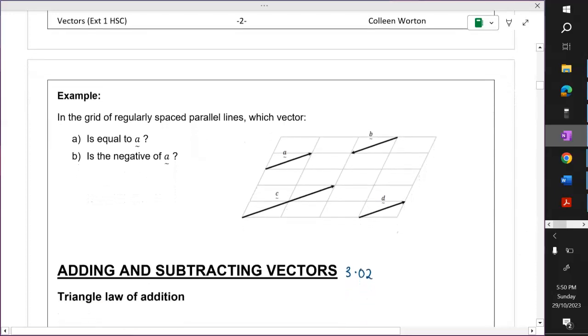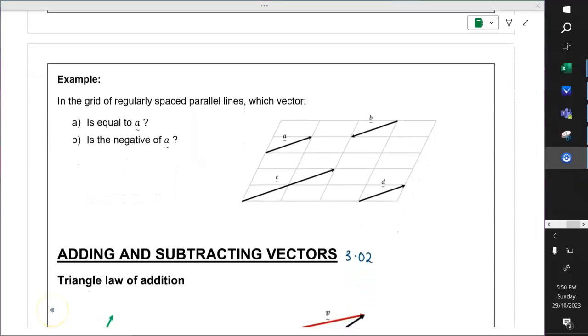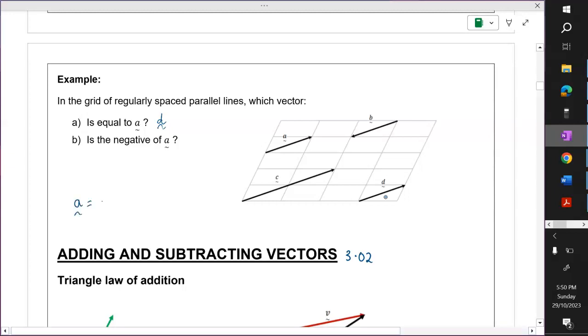Okay, let's have a look at the example here. So thinking about all those points we looked at just up above there, it says, in the grid of regularly spaced parallel lines, which vector is equal to A? Okay, so if it's equal, it needs to be the same direction. It needs to be exactly the same size. So that would be vector D. Vector D is equal to A. So we could write that as A is equal to D.